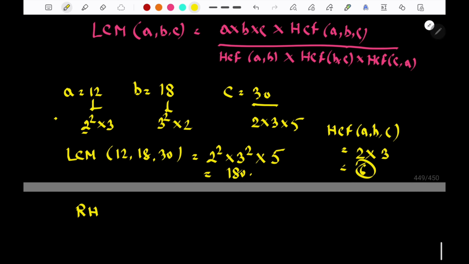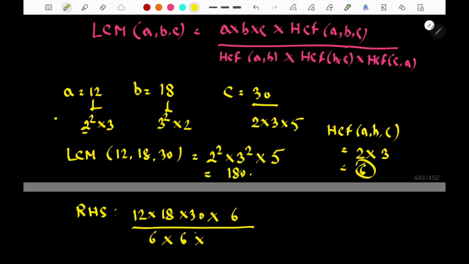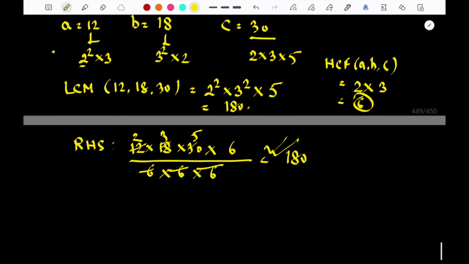Now again let's try to find out whether 180 comes from the right hand side or not. So if we take RHS, a into b into c, that is 12 into 18 into 30, and HCF of a, b, c is 6. Again HCF of a comma b, 12 comma 18, this will be 6. 18 comma 30 again 6. 12 comma 30 again 6. So if I start cancelling, 6 twos are 12, 6 threes are 18, 6 fives are 30. What is the value? 30, 90, 180. Super. RHS is equal to LHS, and this is true. So done.